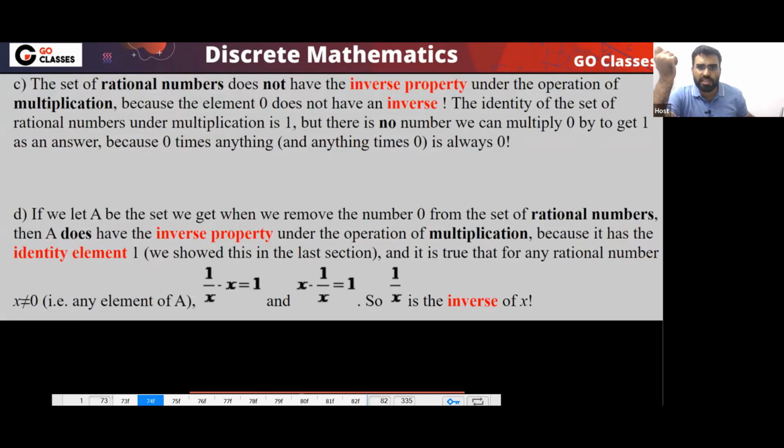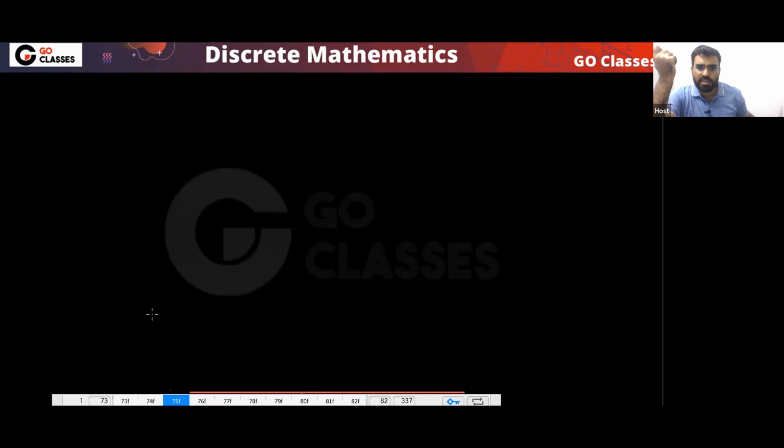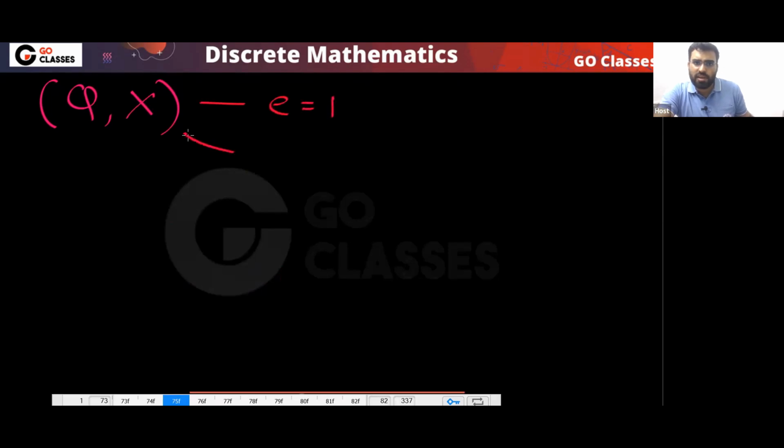So what about the set of rational numbers, with multiplication? Here the identity element is 1. Do we have inverse property?